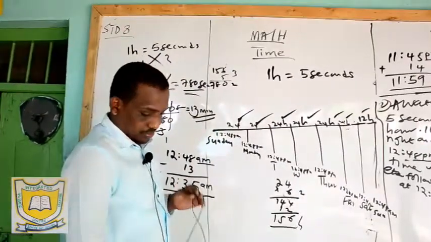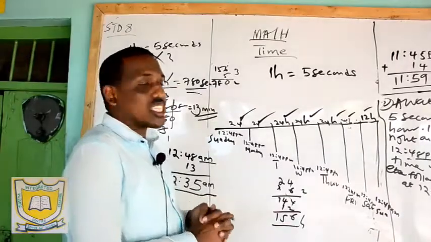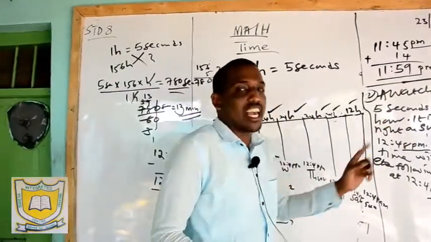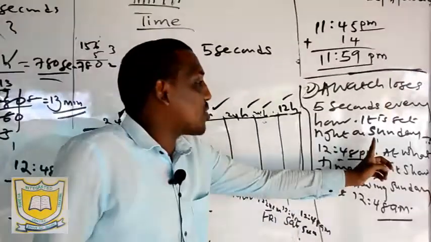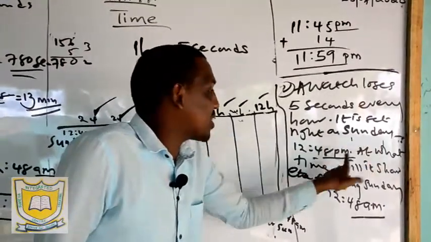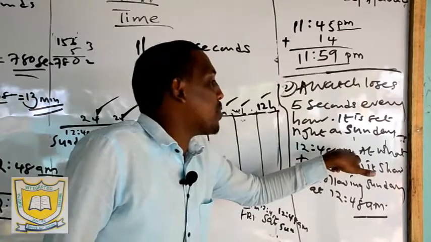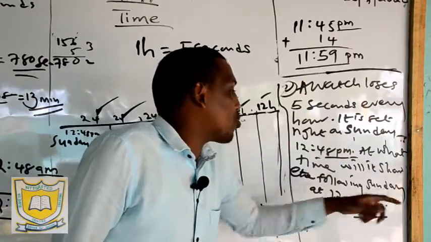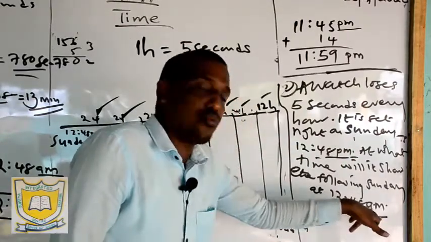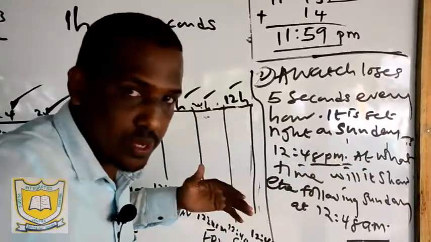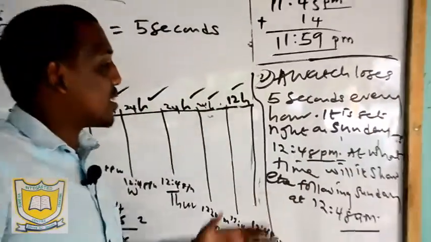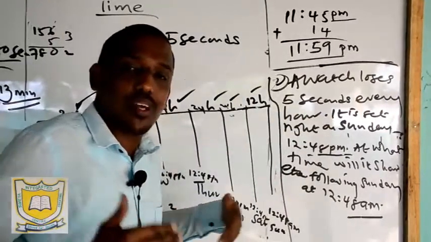I'm repeating. You are told a watch loses 5 seconds every hour. Every 1 hour, the watch was losing 5 seconds. It is set right on Sunday, 12:48 p.m. At what time will it show the following Sunday at 12:48 a.m.? So the time is different: one is p.m. and the other one is a.m.